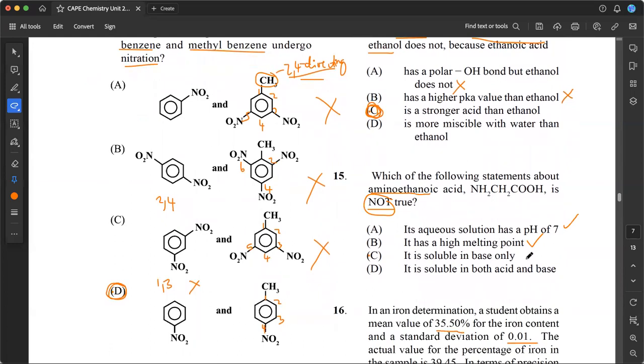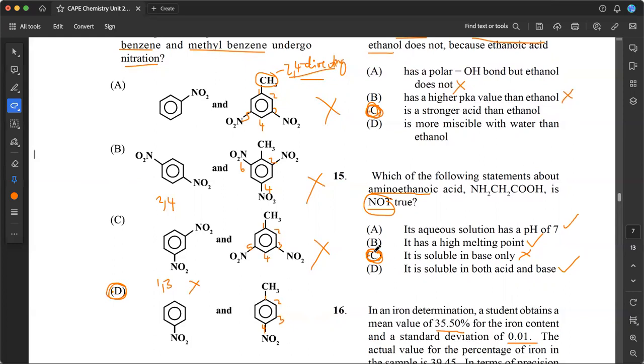Is it soluble in base only? That's not true. It's not going to be only soluble in base because it has an acidic portion as well as a basic portion, so it will be soluble in both, right? So this is what this says. It is soluble in both acid and base, and that's true. So what's not true is the statement that it's soluble in base only. That's not true, okay? So C is not true. So C is the answer for 15, okay?